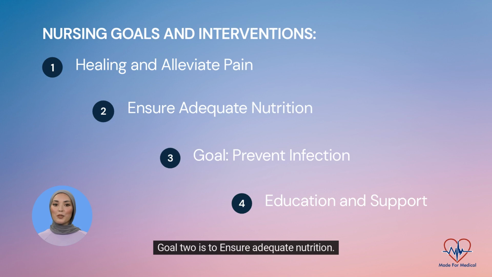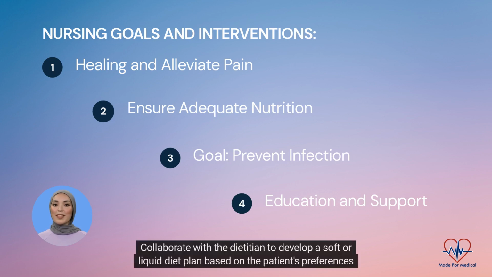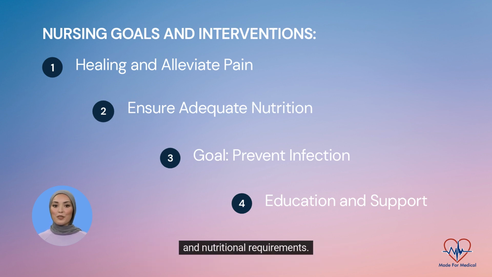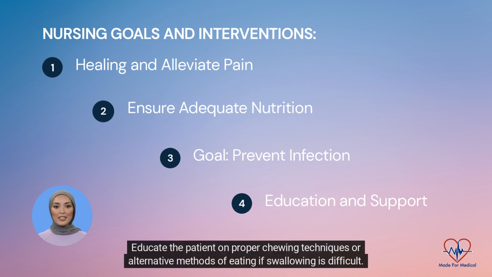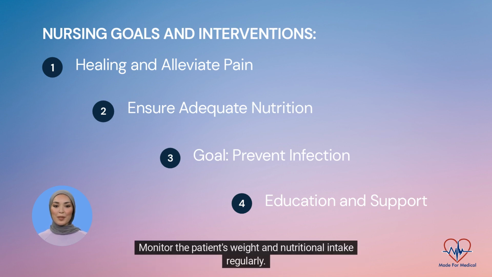Goal 2 is to ensure adequate nutrition. Collaborate with the dietitian to develop a soft or liquid diet plan based on the patient's preferences and nutritional requirements. Offer nutritional supplements or fortified drinks if necessary. Educate the patient on proper chewing techniques for alternative methods of eating if swallowing is difficult. Monitor the patient's weight and nutritional intake regularly.